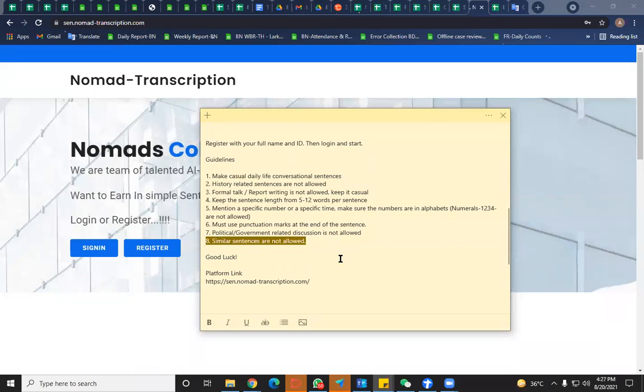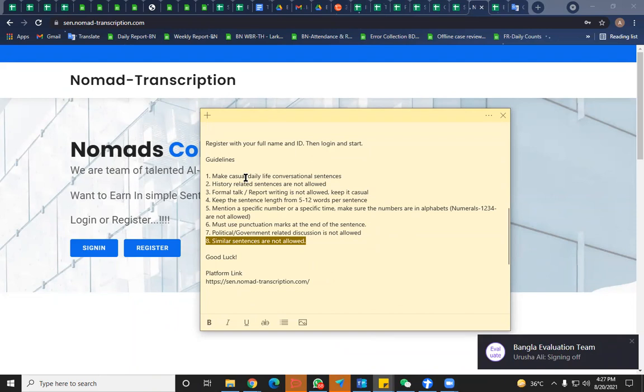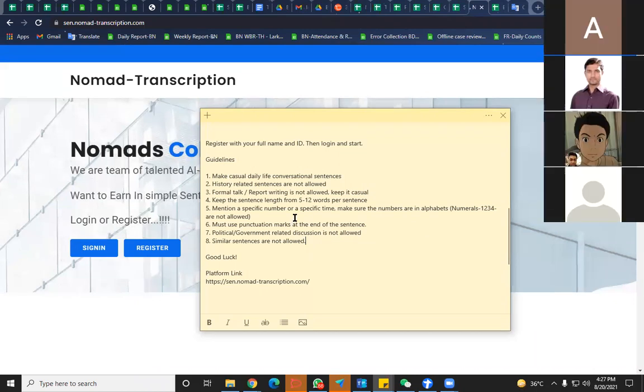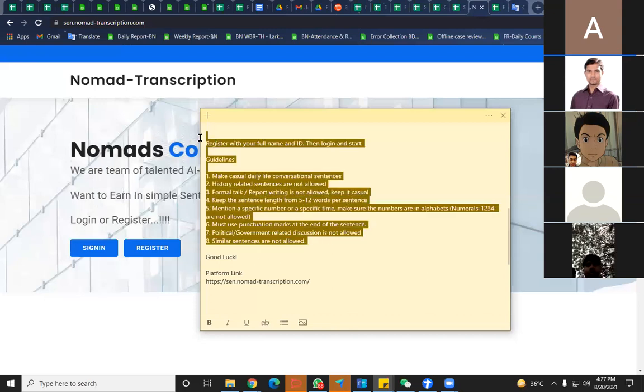Last thing is that similar sentences are not allowed. As I told you guys, that there are millions of sentences that you can make. So repeating a sentence or making a similar sentence, that does not make sense. So please do not repeat any sentence. Do not make similar sentences. Make random, casual, daily life conversational sentences. Okay, so these are the basic requirements.